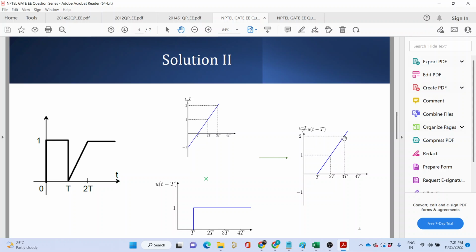You will only have this portion, right? You are getting my point. You said you would be multiplying by u of t minus 2t. U of t minus 2t means there is a unit step starting from 2t to infinity. That means you are only getting this portion. So that won't be the cancellation, right? How to cancel a linearly rising function?